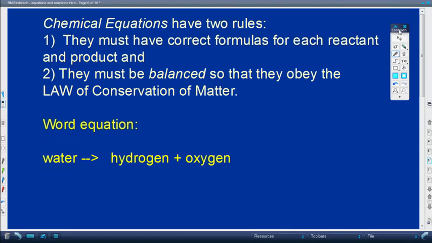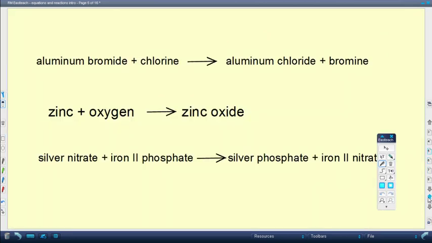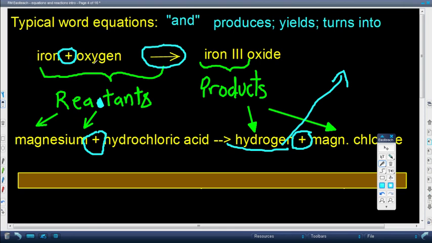All right, now a word equation is nice, but what we are going to write and work with in chemistry are what are called balanced chemical equations. And balanced chemical equations have two rules. One, they have to have the correct formulas for each reactant and product. So word equations are nice because they use names to describe the reactants and the products, but formulas are better. So in a balanced chemical equation, we'll write Fe for iron, we'll write O2 for oxygen, and then Fe2O3 for iron(III) oxide.